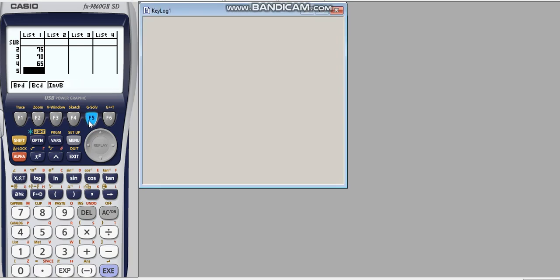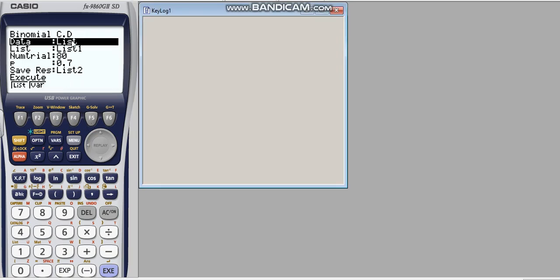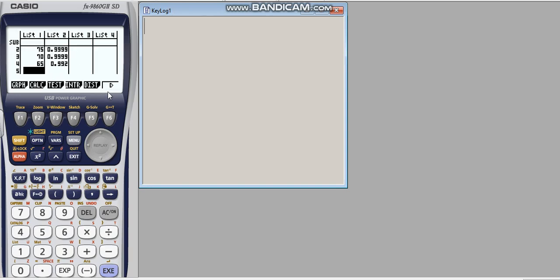So let's go back to my binomial distribution. I've got everything filled in. They've got numbers in the list. It's 80 trials. P is 0.7. Let's press execute. And remember, I'm going to exit to get the numbers next to there.